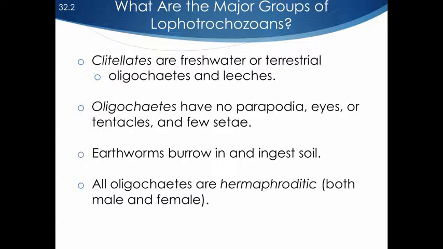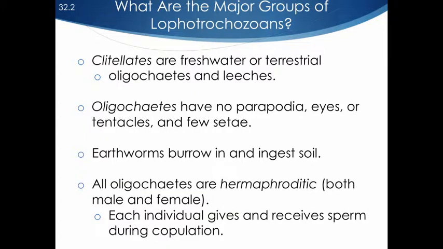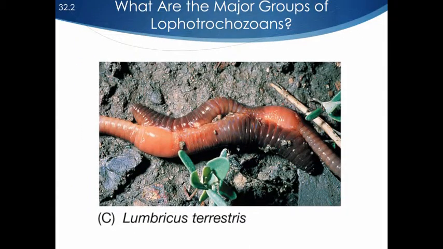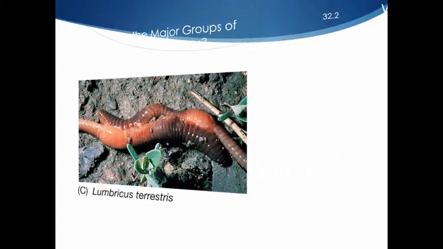And we talked about this during the reproductive chapter, in which worms have both the female and the male parts, and how they copulate with another worm. So each individual gives and receives sperm during copulation. So this is the worms that we were talking about and how they are hermaphroditic.